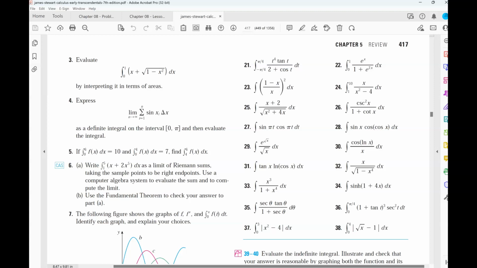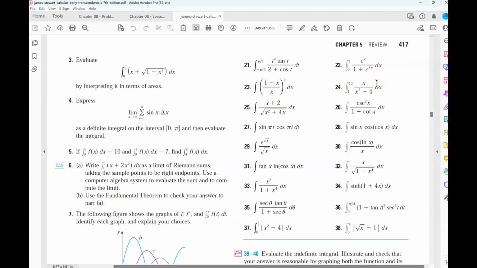Which one is tricky? Well, 22, picking what your u is. It should be e to the x, or e to the t or whatever. Your denominator would be 1 plus u squared. And then the numerator, when you take the derivative of u, it's e to the x dx, which is your numerator. Yeah, that one's sneaky.